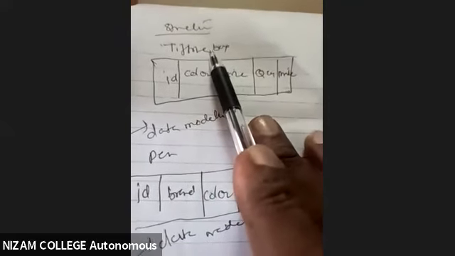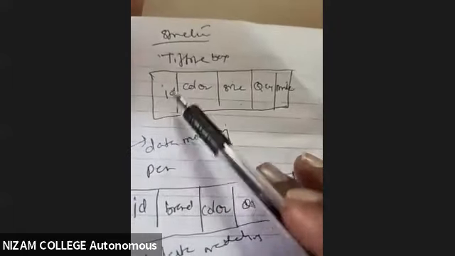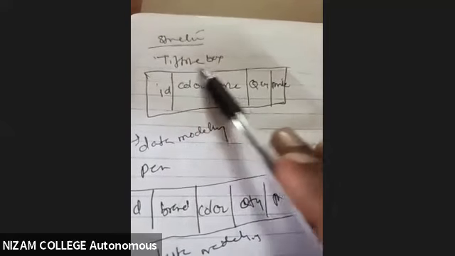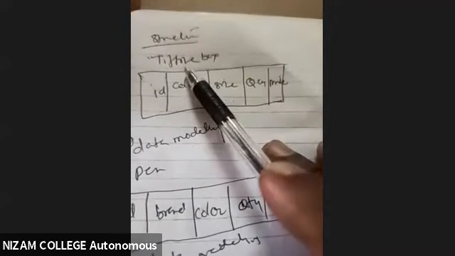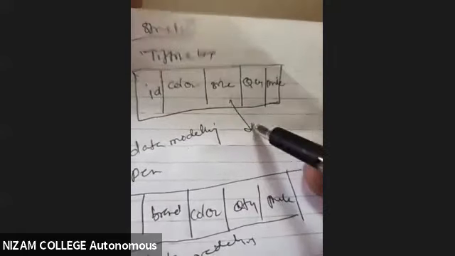With this particular object, I have identified its characteristics. We call these the characteristics of this particular entity. So tiffin box is an entity, and ID, color, size, quantity, price are the characteristics of this tiffin box. In our DBMS terminology, we call all of these attributes.